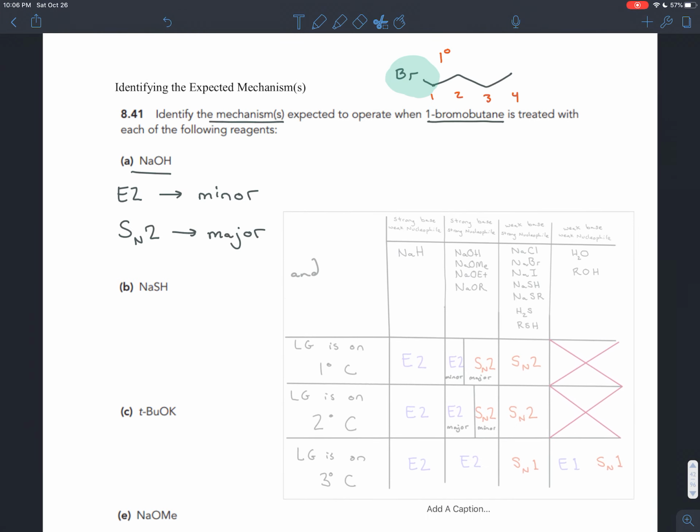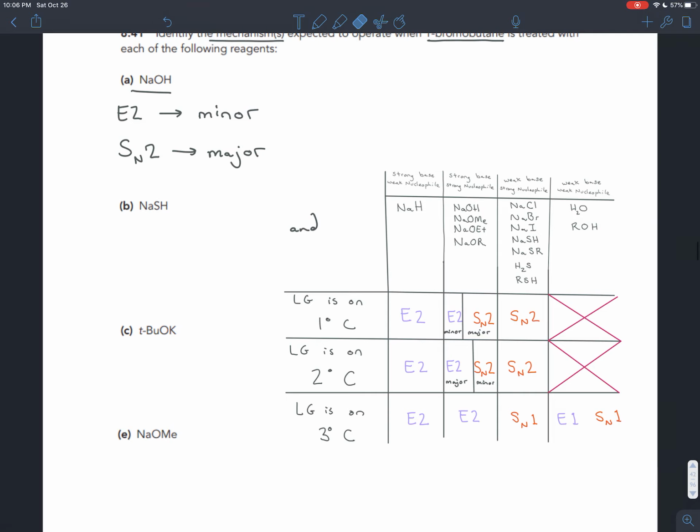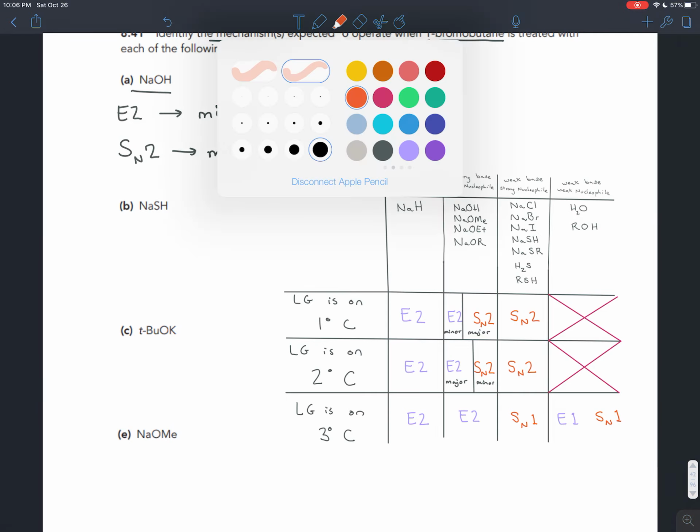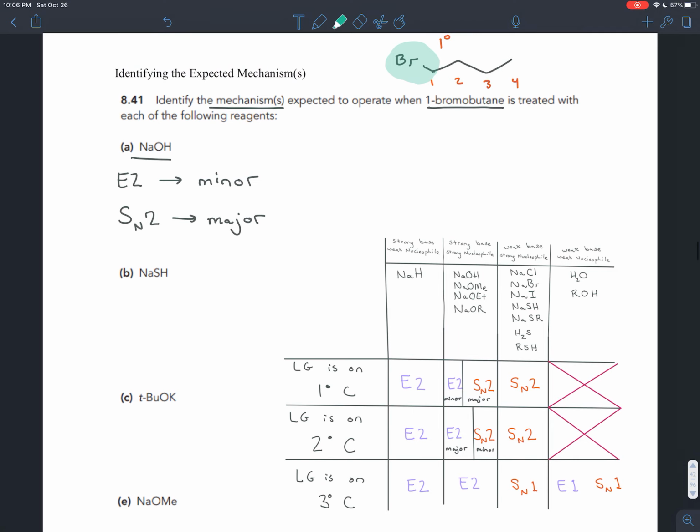Okay, so then if we go to this next one, in this whole exercise we're always dealing with 1-bromobutane, and so we will always be dealing with this first row in this exercise. So here we have NaSH, and you'd recognize that NaSH is a weak base and a strong nucleophile. So the overlap between the column and the row gives us only an SN2 mechanism. So the product you'd expect would only be the SN2 product.